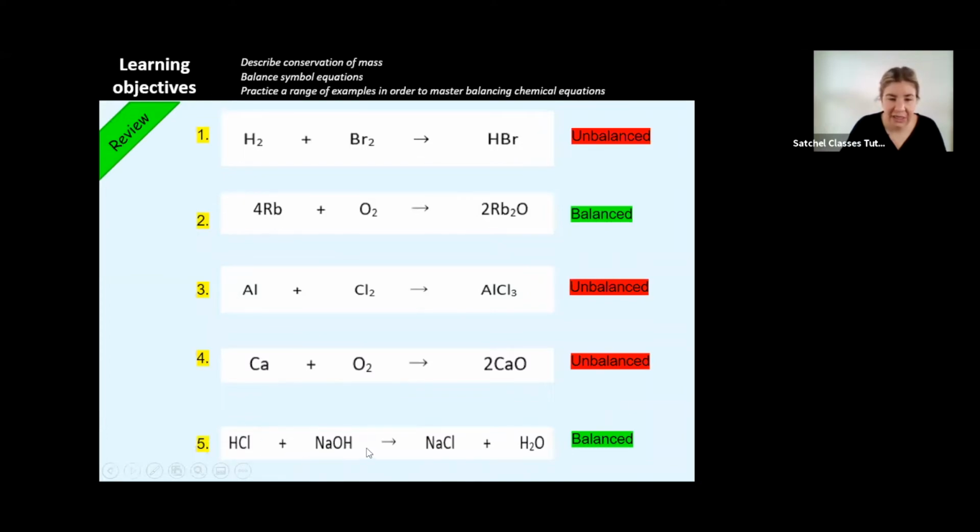So there's a hydrogen here. And oh, look, there's a hydrogen there as well. So there are 2 hydrogen atoms on the left-hand side. And there are 2 hydrogen atoms on the whole of the right-hand side. So really well done if you spotted that. There's 1 chlorine atom on the left and 1 chlorine atom on the right. And there is 1 sodium on the left and there is 1 sodium on the right. And the same with oxygen as well. So actually that is perfectly balanced. Really well done if you did that.